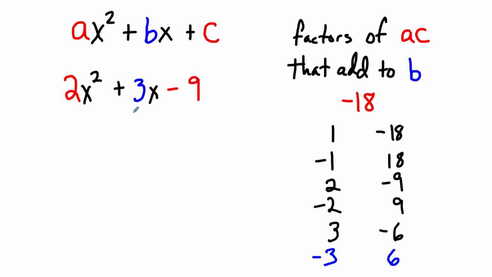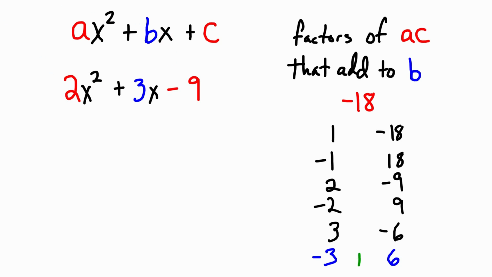So 2x squared plus 3x minus 9 is the example. And the first step is to take the first number, the 2 here in this case, times the last number, which in this case is negative 9. And 2 times negative 9 is negative 18. And what are the factors of negative 18 that add to 3? So we're going to take the factors of AC, which is negative 18. I've already listed the factors. And then which two numbers add to the middle number? So that would be the negative 3 and 6.